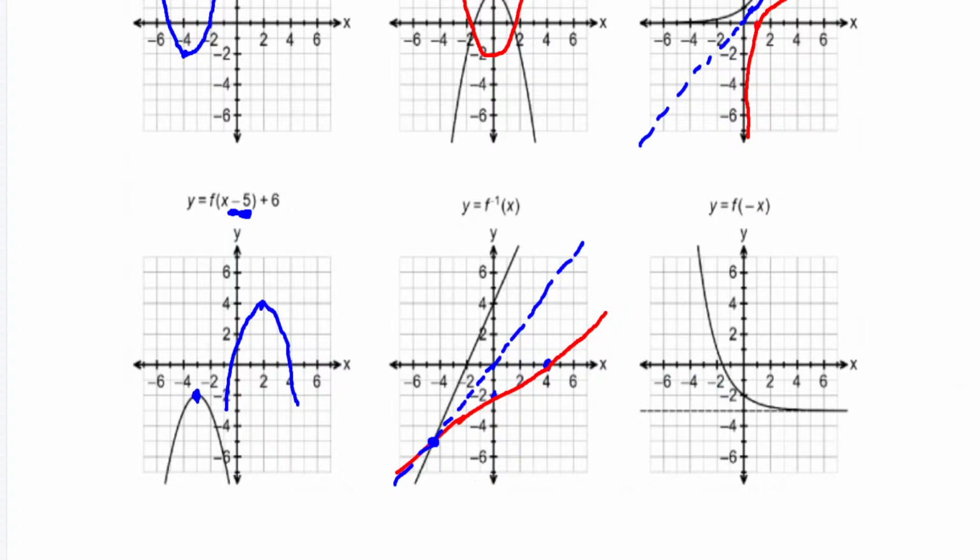Okay, and then this one, f of -x, this is an exponential graph with a base less than 1, and it's also been dropped down slightly. This f of -x is going to reflect it in the y-axis.